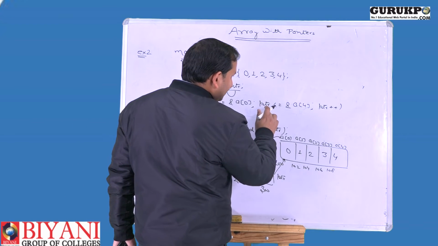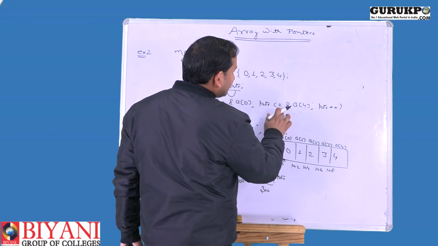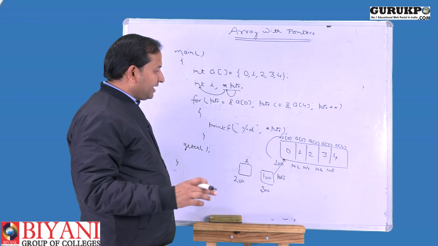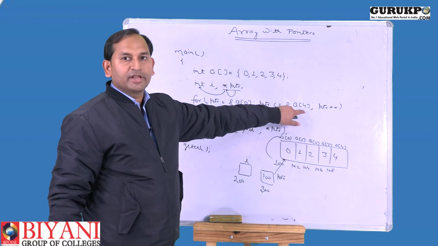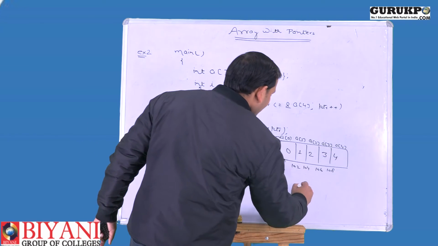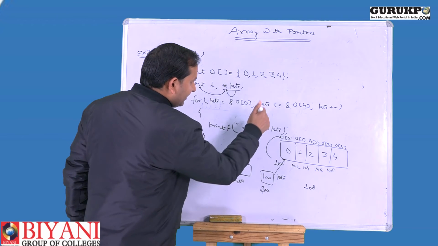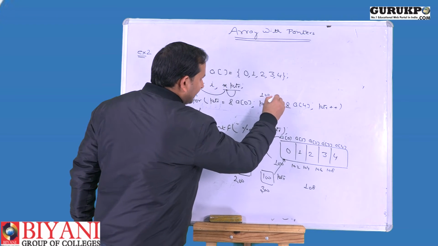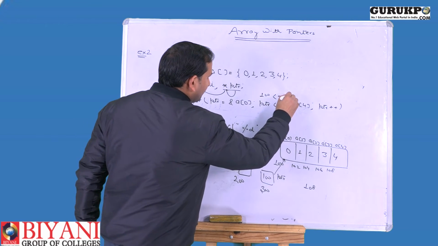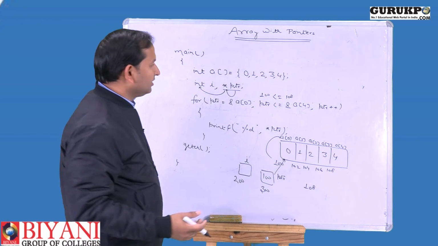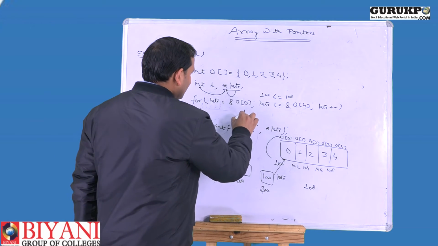Second condition statement: PTR is less than or equal to address of A of 4. PTR is 100 and address of A of 4 is 108. So PTR is 100, which is less than or equal to 108. The condition is fully satisfied, so control enters the body of the for loop.